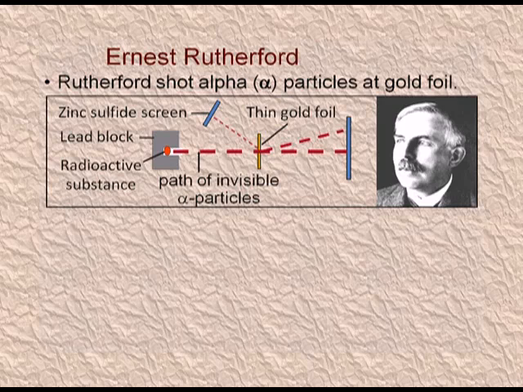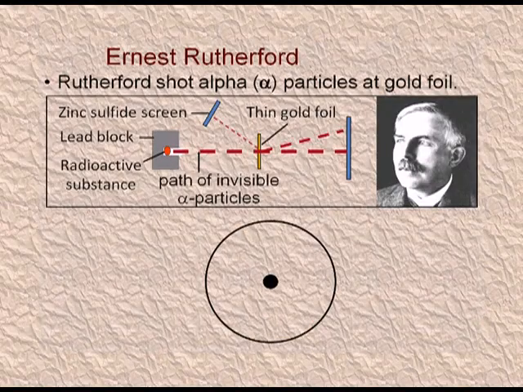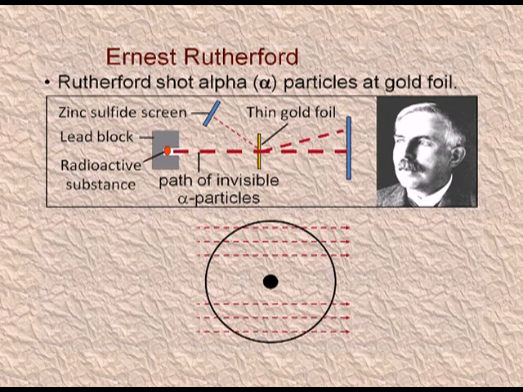Alpha particles are positively charged. You can see the alpha rays hitting the thin gold foil, and they are passing out of the thin gold foil and hitting the fluorescent zinc sulfide plate. Rutherford observed that most of the alpha particles passed straight through the gold foil, but a few of the alpha particles experienced some deflection through a small angle. And 1 in 20,000 approximately bounced back.